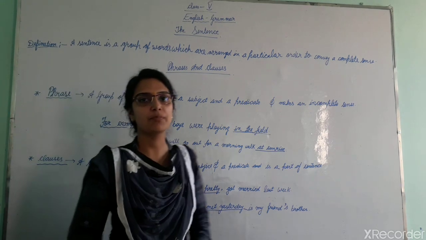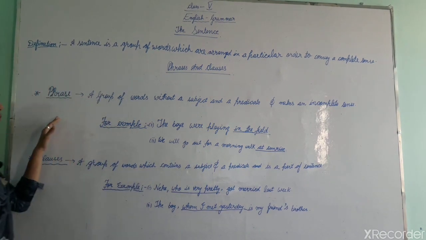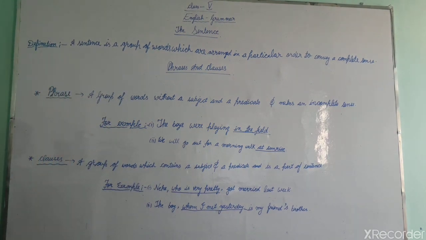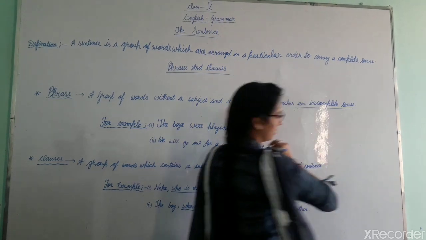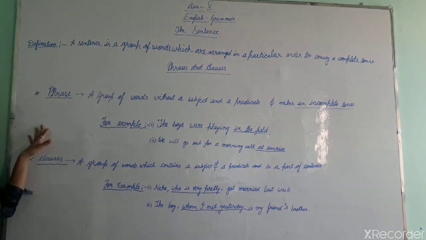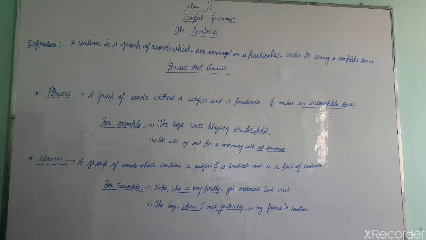So, now our next topic is phrases and clauses. A phrase is a group of words without a subject and a predicate and makes an incomplete sense. The main thing is that it makes an incomplete sense. Here, the words or a group of words, when they are separated from the rest of the sentence, cannot make complete sense. It depends on other words in a sentence to do so. Such a group of words is known as a phrase.